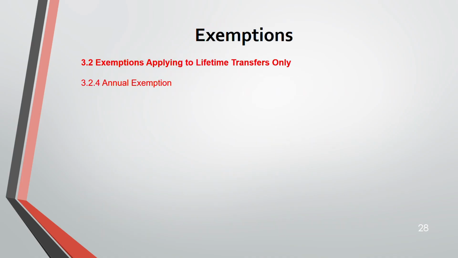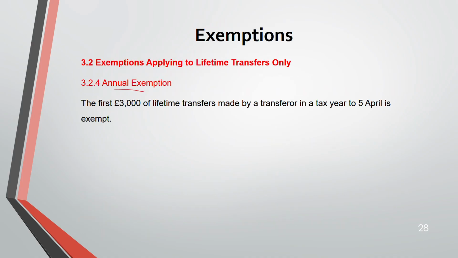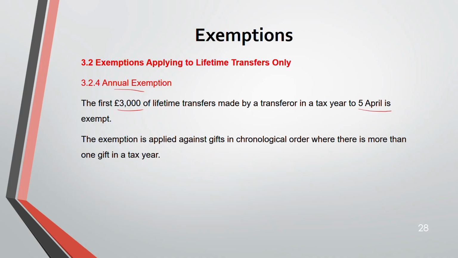Next exemption is your annual exemption. This annual exemption is 3,000. This is the same as in capital gains tax also, where the annual exempt amount, AEA, is 3,000. Here it is annual exemption 3,000. So the first 3,000 in the tax year ending 5th April is exempt. The exemption is applied against gifts in chronological order. You might be having so many gifts in the same tax year, but often the first gift in that tax year will utilize the 3,000 because it follows chronological order.